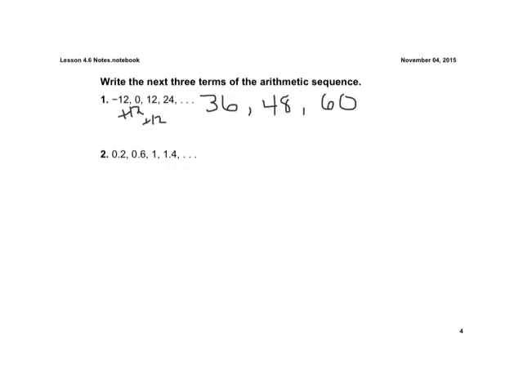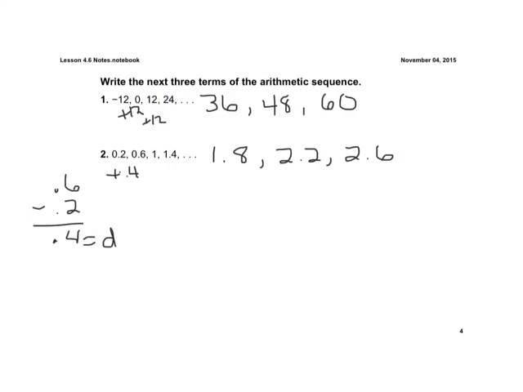Now we're looking for a common difference in our second sequence here. What we can always do is just subtract the first number from the second number if we're not sure. So we can take 0.6, subtract 0.2 from it, and we get 0.4. This is our common difference. From 0.2 to 0.6, we go up by 0.4. From 0.6 to 1, 0.4. So after 1.4, we get up to 1.8. If we add 0.4 again, we get 2.2. Add 0.4 again, we get 2.6. Those are our next 3 terms of each sequence. We're just increasing by that common difference.